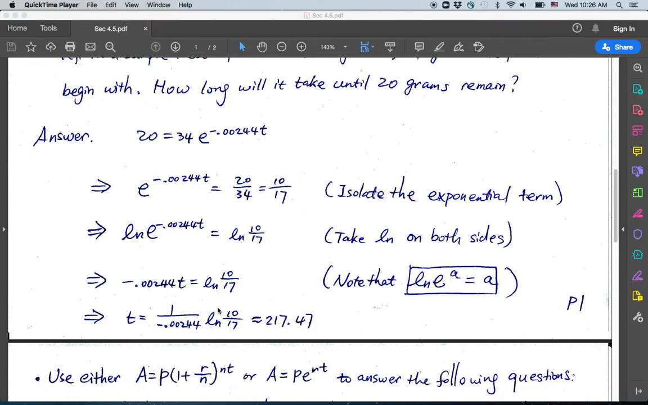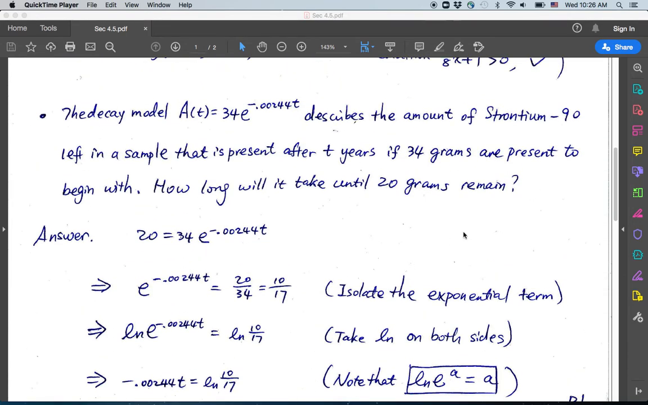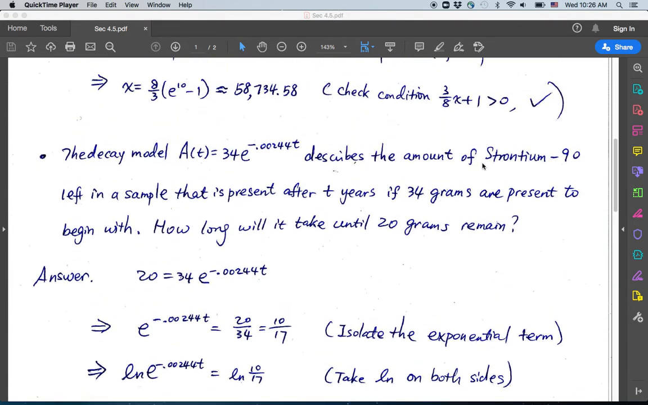So calculators have built-in functions for natural log and common log. If you keep 2 decimal places, you're going to have 217.47. After this number of years, the remaining amount of that material is going to be 20 grams.